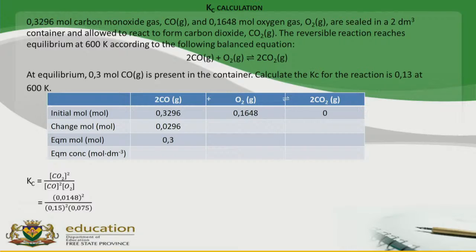And then you go back to the balanced equation. You can see carbon monoxide has the same moles as carbon dioxide. Already, if you have 0.0296 here, it means for carbon dioxide you will also have 0.0296. And you can see that 2 moles of carbon monoxide to 1 mole of oxygen means moles of oxygen is half the moles of carbon monoxide. Therefore, you can get those moles. Therefore, for the reactants, you minus, for the products, you add. And then you calculate the concentration and the Kc expression.